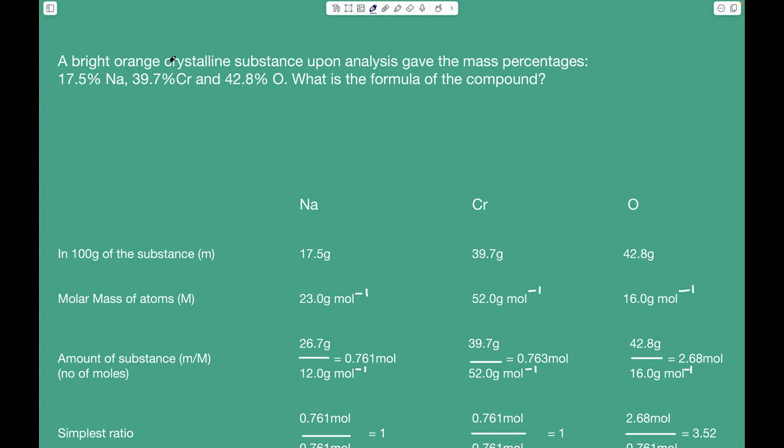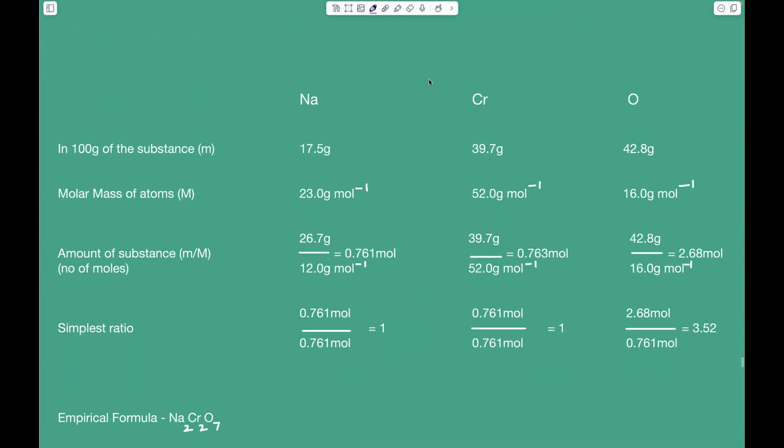In this example, we have a bright orange crystalline substance, and we are given its percentage composition by mass and asked to find out its formula. Notice, here we are not given the molecular weight of the compound. Let us see what's going on here.